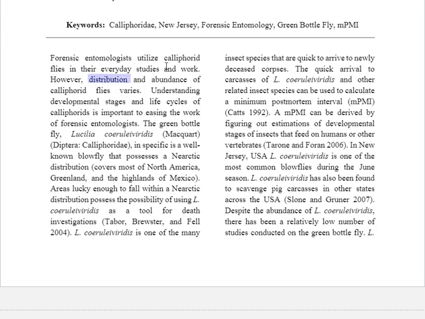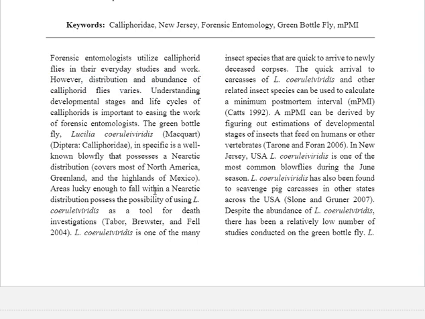Now, you might want to put another sentence or two of why they do that. Why is it important? Because, as a forensic entomologist, I could read this, but you're also trying to prove to the readers that you know what you're talking about. So, expand that a little bit. So that's a good topic sentence. This should be the topic sentence for your next paragraph.